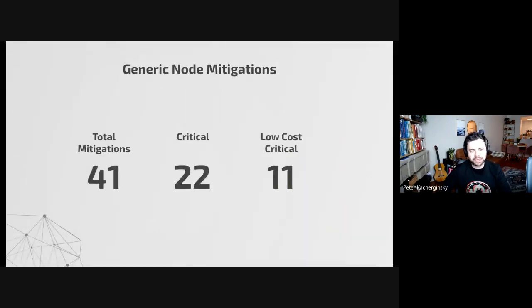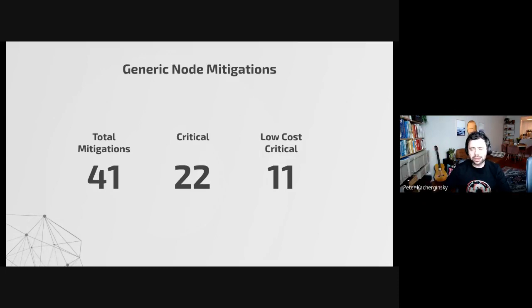So for all these mitigations, in the model, I created about 41 mitigations that one could potentially implement. There could probably be more that we can think of, but I'll share the top 10 ones in a bit. Of those mitigations, they're addressing 22 critical threats. What's interesting is that half of those mitigations for critical threats are in fact very low cost. This is something that you can implement in a day and will significantly bolster the security stance of your nodes.